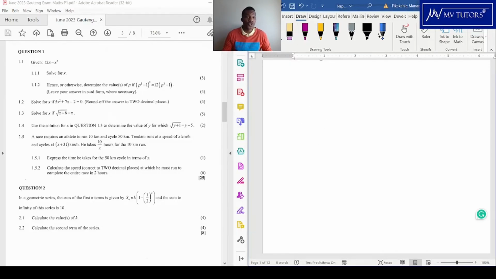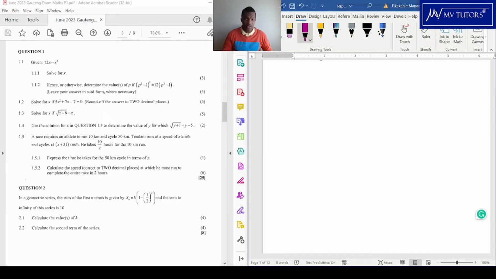The next question, 1.1.2, says hence or otherwise. Now this means that use the previous answer or the previous working to solve for this particular question. So use the previous answer. Hence, determine the values of P if given that operation. Leave your answer in surd form when necessary.